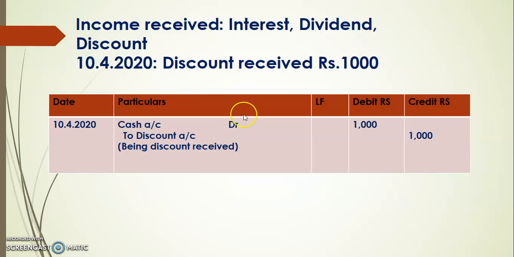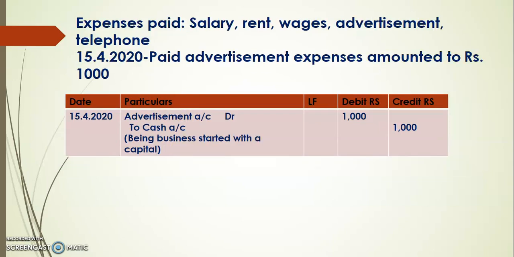Here we have the example, discount received rupees 1000. So you have to write a journal entry, cash account debtor to discount account. If you receive interest, cash account debtor to interest account. If you receive a dividend, cash account debtor to dividend account. Okay, so this is the entry for income.